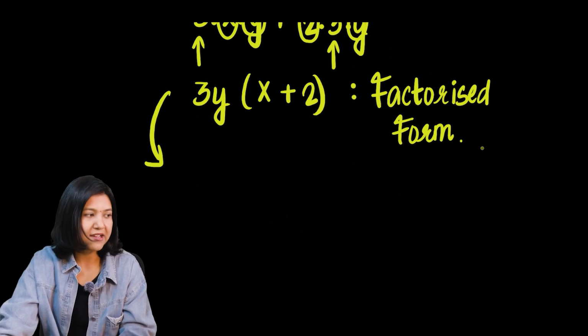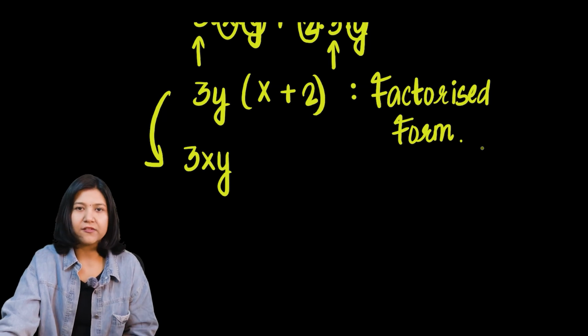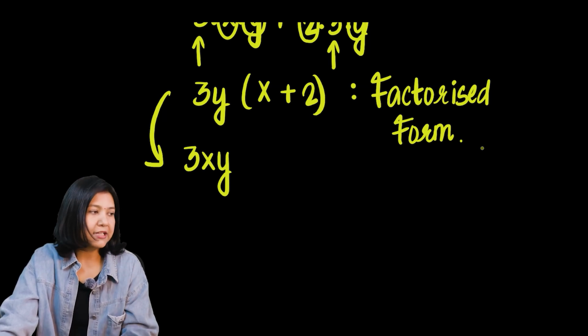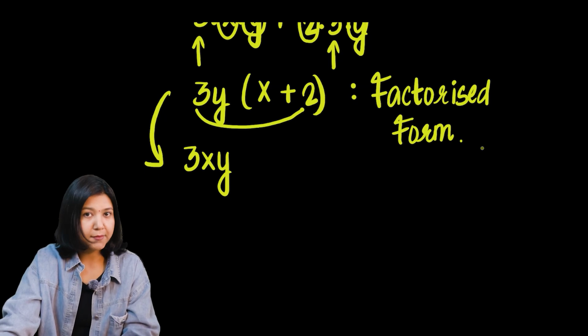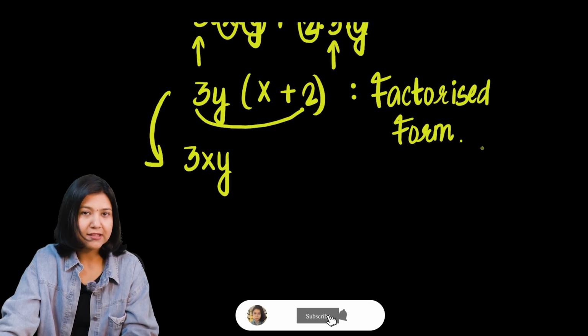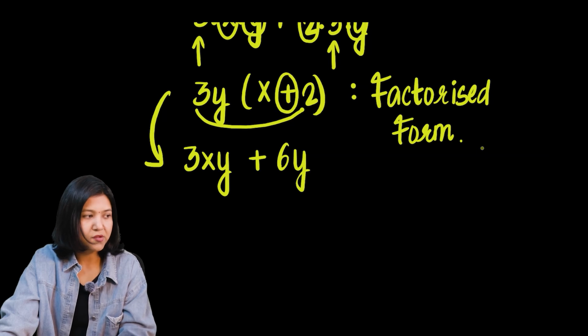So 3y multiplies x, it will be 3xy. I write xy just because it's convenient to write it alphabetically. 3y times 2: how do you multiply that? Number multiplies number. There is no variable to multiply, so only y will remain in the answer. So 3 times 2 is 6y. I kept plus in between because the 2 terms were adding here.